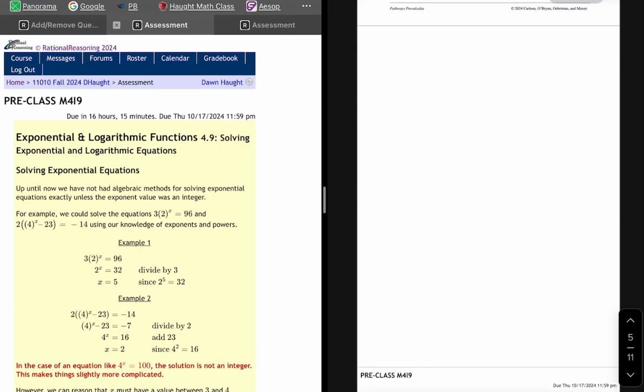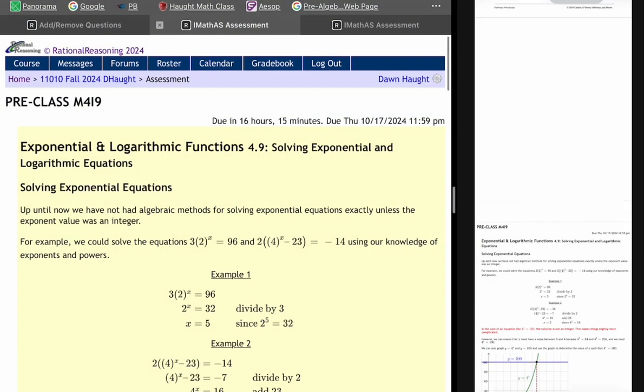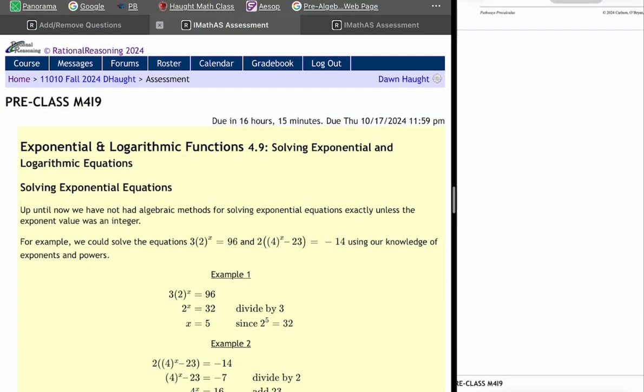Okay, so I'm going to split screen it so that we have some paper to write on so you can kind of see some of our calculations here. So go into your iMath calendar, open up pre-class M49 for me. We're going to do that together. And this one has some sliders, so let me show you that as we go. So at the top here, they've given you some examples.